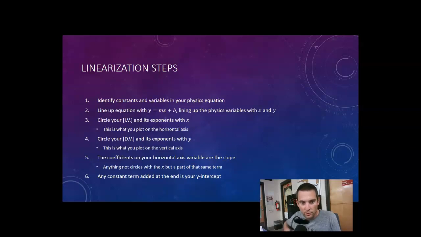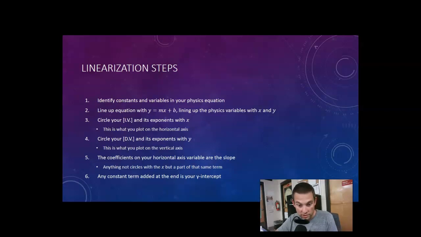First we have to start off by identifying the constants and variables in your physics equation. Then we're going to line up the equation with our straight line equation. The straight line equation is y equals mx plus b, lining up the physics variables with x and y. We circle the independent variable and its exponents with x. This is what will go on the x-axis. And then we circle our dependent variable and its exponents with y. This is what's going to go on the y-axis.